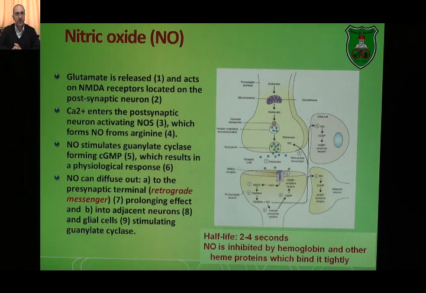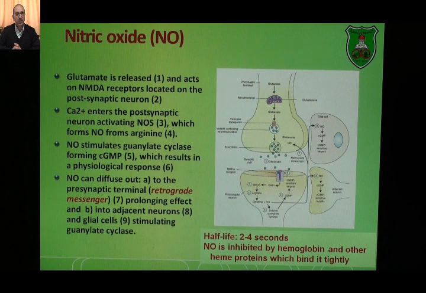Nitric oxide is released, can stimulate guanylate cyclase enzyme forming cyclic GMP from GTP that results in a certain physiological response. Now, nitric oxide can diffuse out of the postsynaptic neuron to the presynaptic cell, inducing a certain action. This is known as a retrograde messenger. It can also diffuse into adjacent neurons or glial cells, stimulating guanylate cyclase in those neighboring cells.